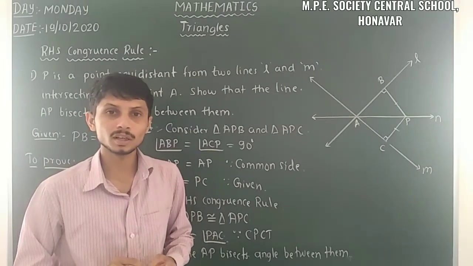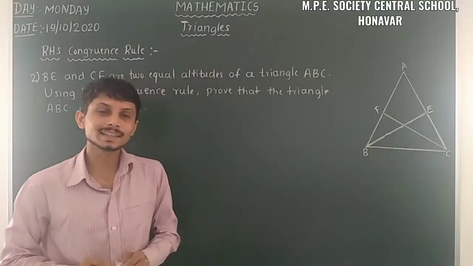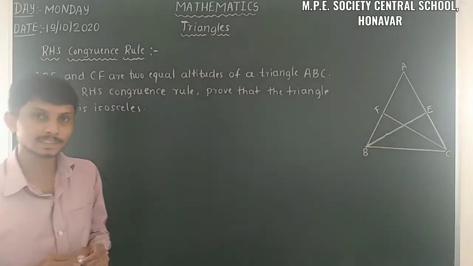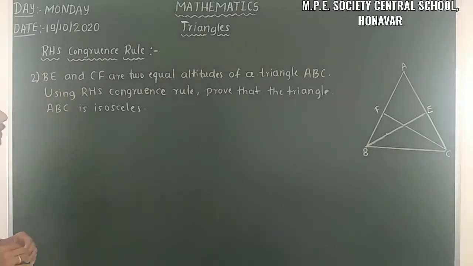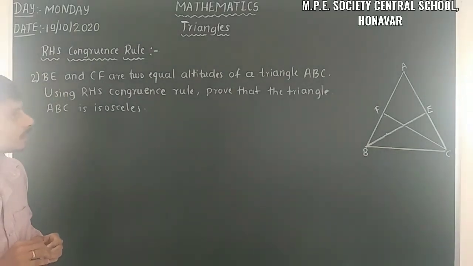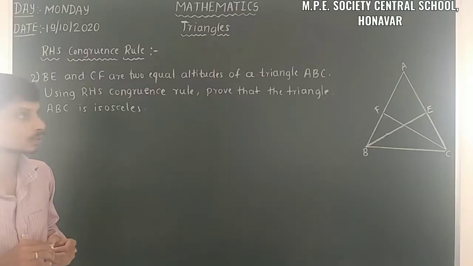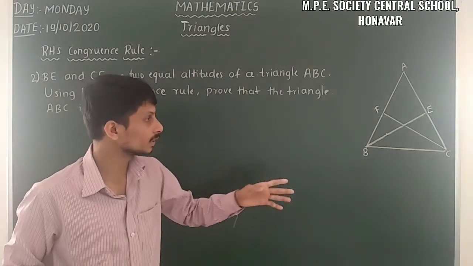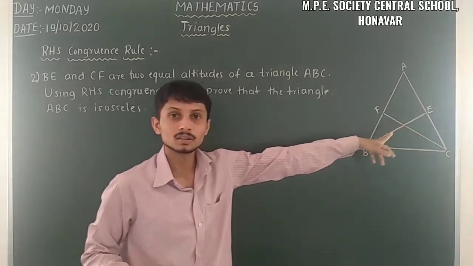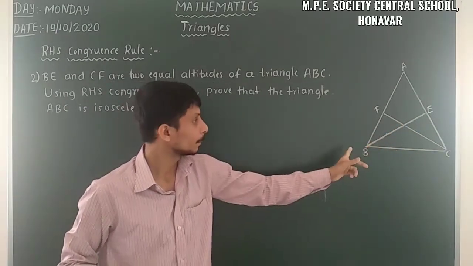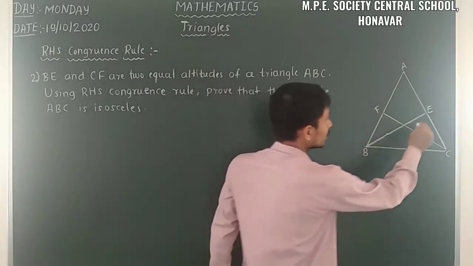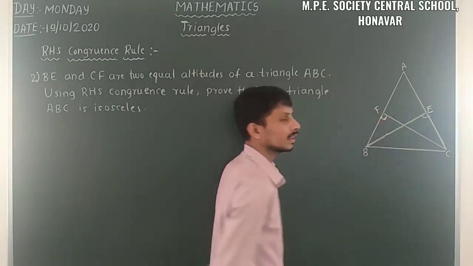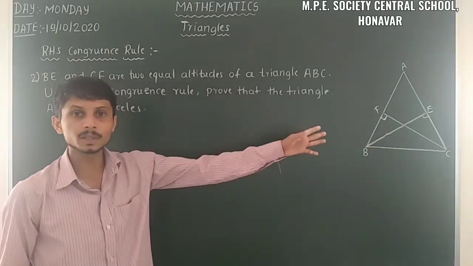So let us move on to the next problem. Let us take the second problem based on the RHS congruence rule. Here the problem tells us that BE and CF are two equal altitudes of triangle ABC. Here I have already given some hints about altitude: we have drawn the perpendicular, that is, BE is perpendicular to AC. That means this angle is 90 degrees, and this angle is also 90 degrees. So this is the meaning of altitude.